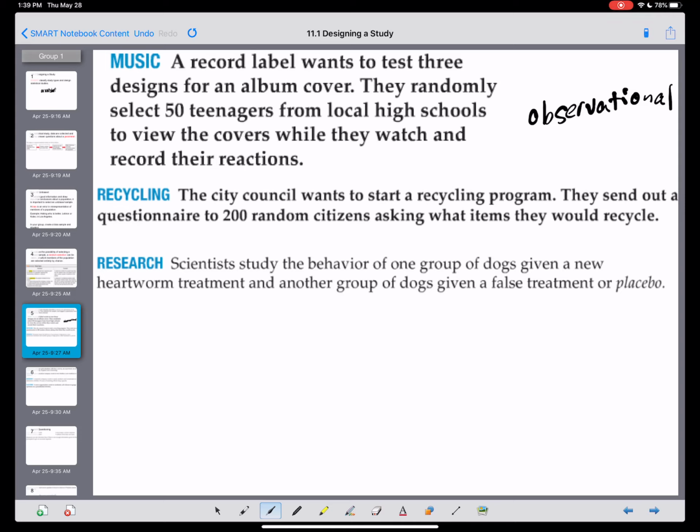The city council wants to start a recycle program. They send out a questionnaire to 200 random citizens asking them what they would recycle. This is a survey. You're just asking them a question. And then finally, researchers, scientists study the behavior of dogs given a new treatment. In this last one, you're actually giving the dogs something that affects them. This is called an experiment.